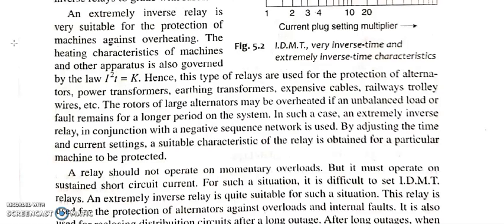Whenever it comes to the protection of machines against overheating, you can choose extremely inverse relay, as it is governed by the law I^2 t = K. Such relays are used for the protection of alternators, power transformers, earthing transformers, expensive cables, railway trolley wires, etc. And even whenever large alternators are overloaded, or unbalanced load is put on, what happens? The rotors may get overheated. So if the fault remains for a longer period on the system, then in such a case, extremely inverse relay can be made use of with the help of the negative sequence network. Thus, by adjusting time as well as current, a suitable characteristic of the relay can be used for the protection of any machine.